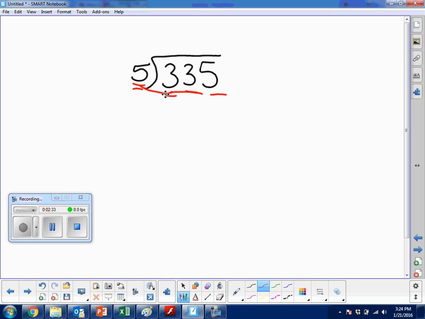If I take 6 times 5, that's going to get me 30. If I go 7 times 5, that's going to get me 35. And 35 is too big. It's not going to fit in 33. So that means I've got to use the 30. So what I'm going to do, not over this one, but over this one, the 33, is put a 6, because 6 of those 5s can go in there.